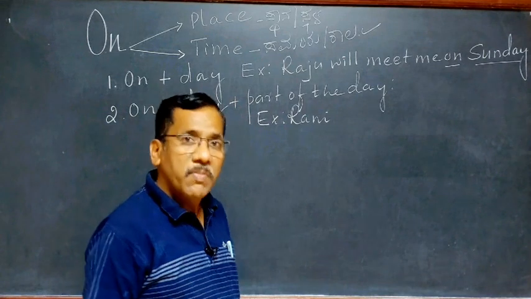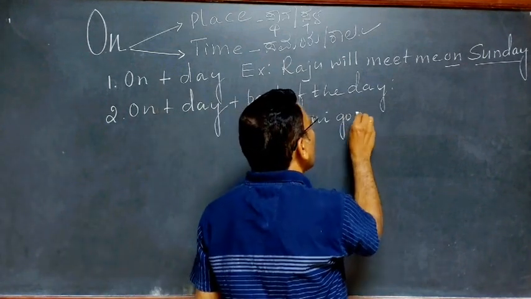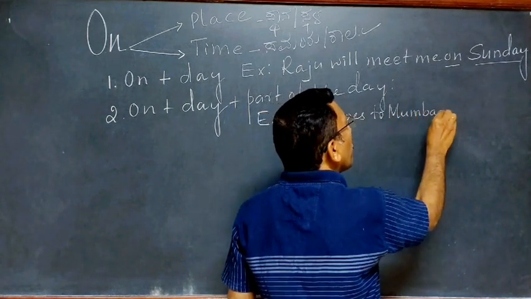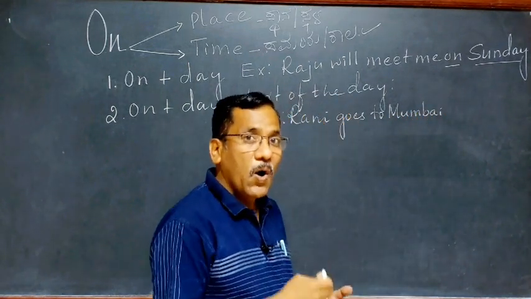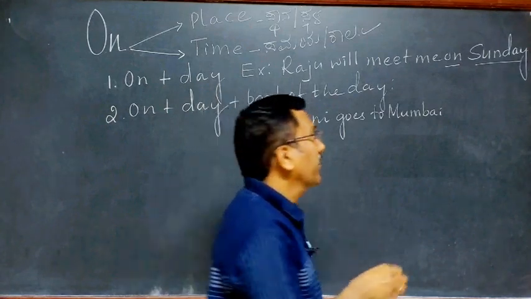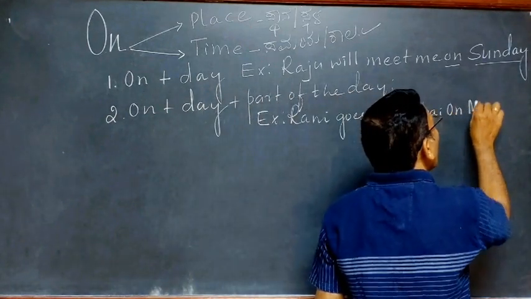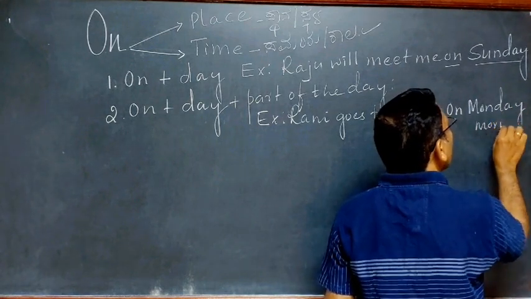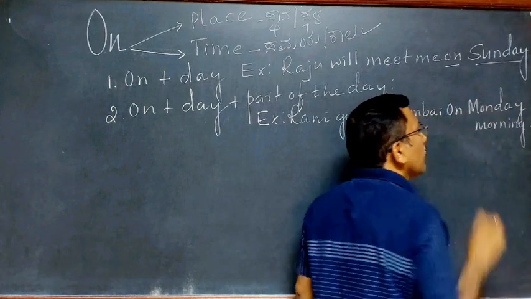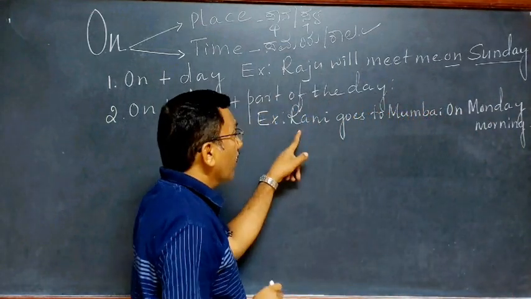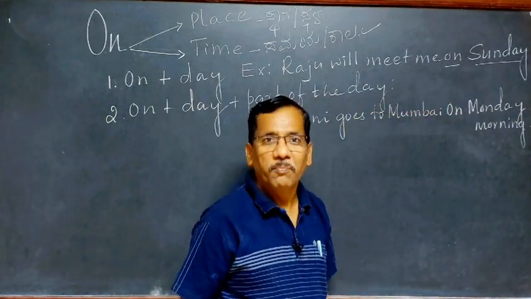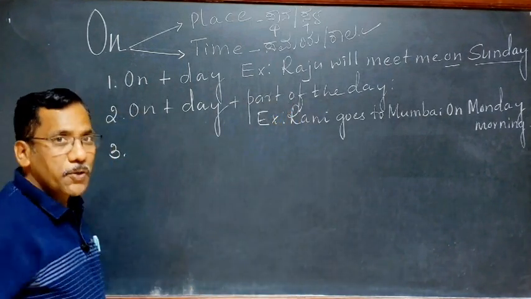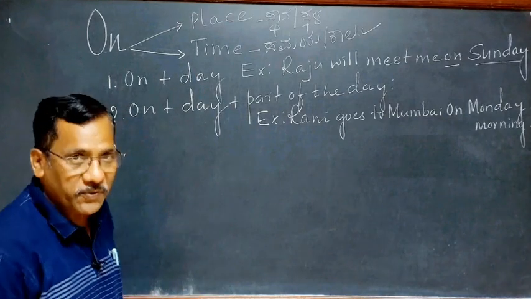Understand? For example, Rani goes to Mumbai. When? On Monday morning. ಸೋಮವಾರ ಮುಂಜಾನೆ ರಾಣಿ ಮುಂಬೈಗೆ ಹೋಗುತ್ತಾಳೆ. Got it? Yes. Then third use, very important use.